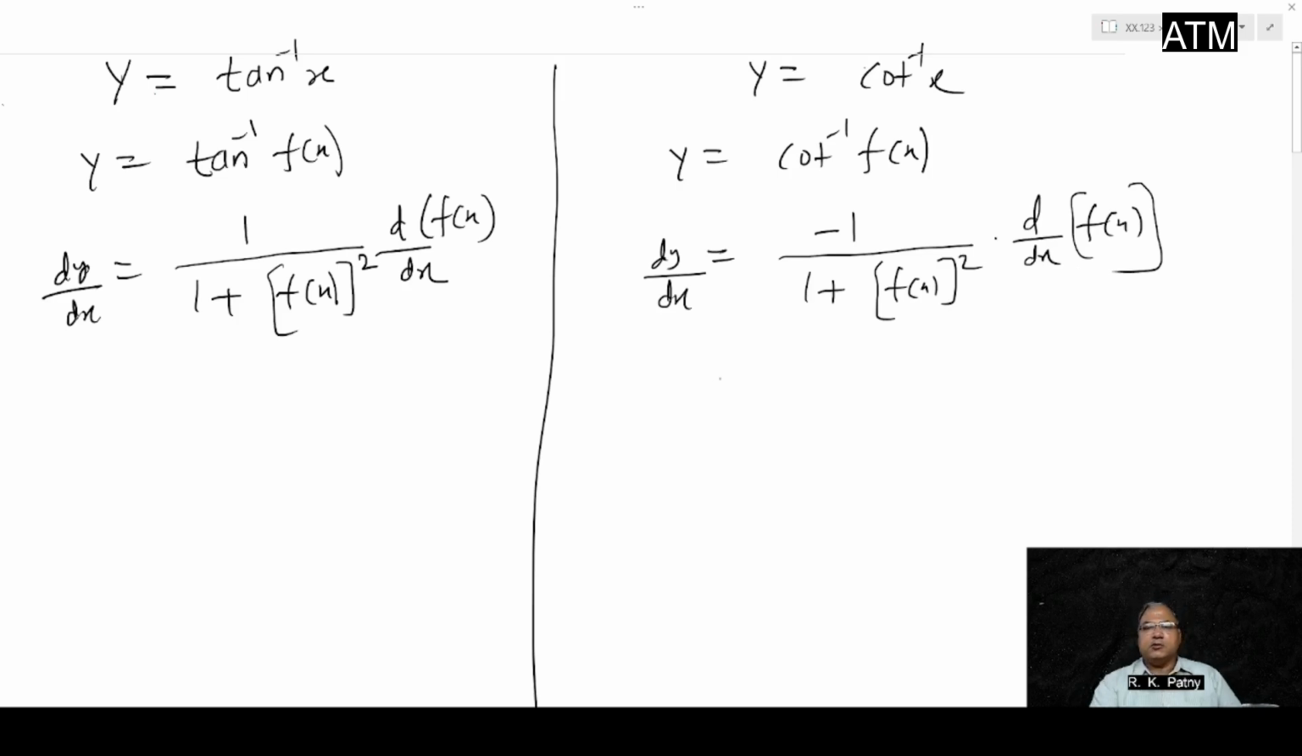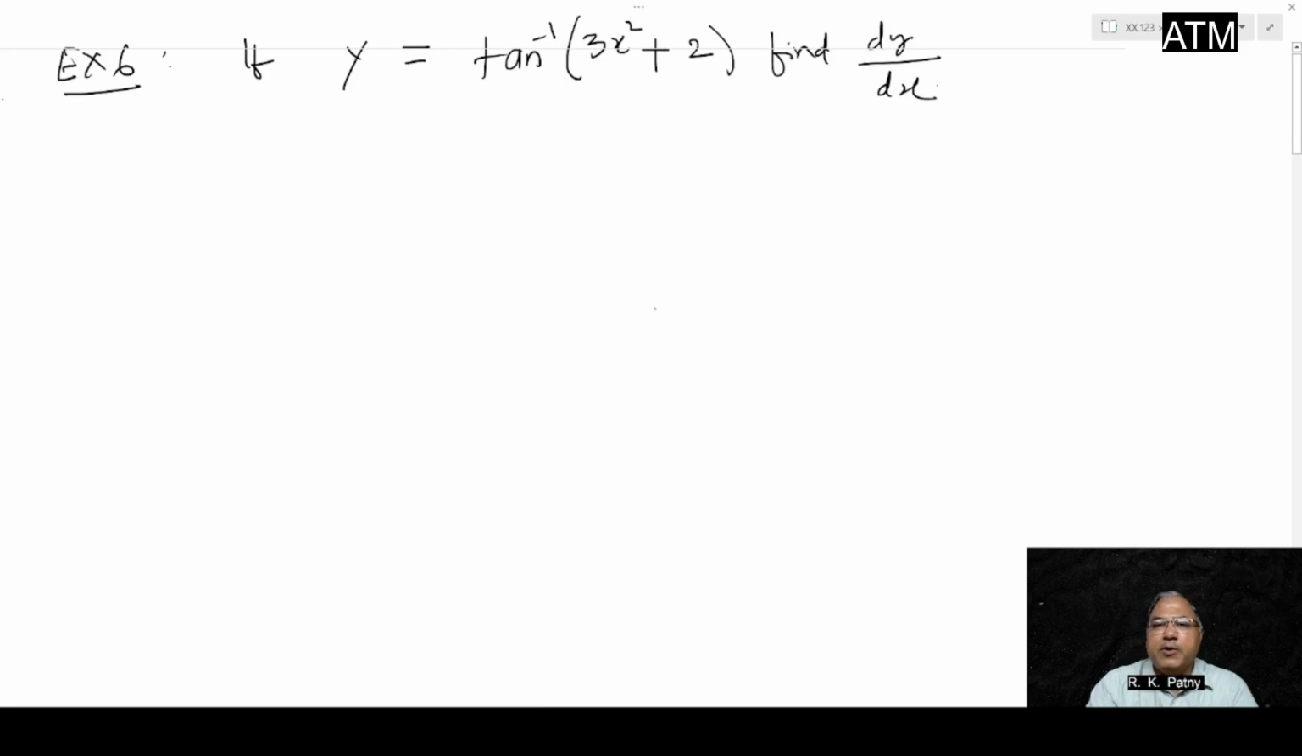So now we are going to do problems based upon the tan inverse of f of x and cot inverse of f of x. Next example: if y equals tan inverse of 3x square plus 2, find dy by dx. Solution: first of all, we write y equals tan inverse of 3x square plus 2. Let f of x equal 3x square plus 2.